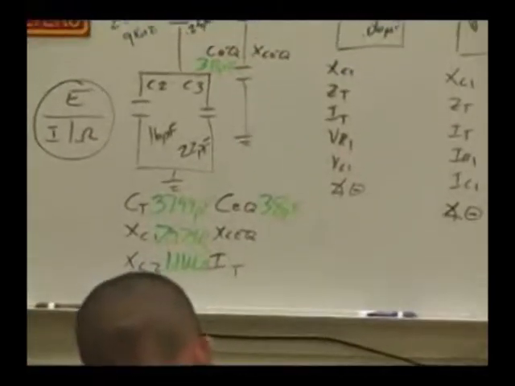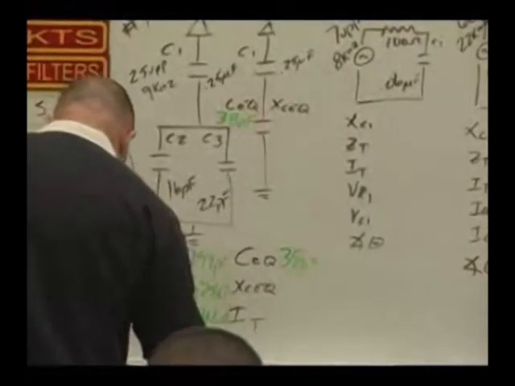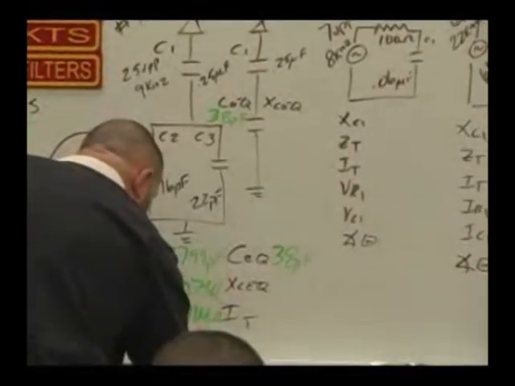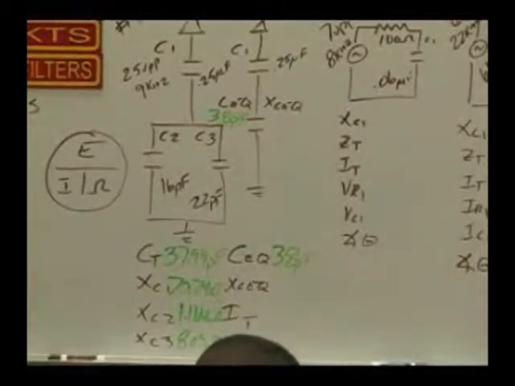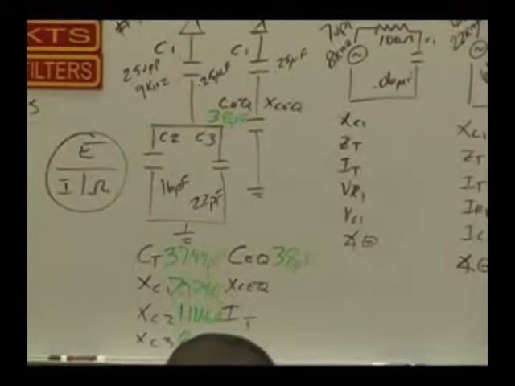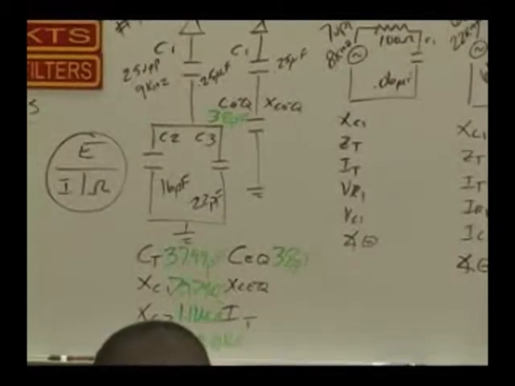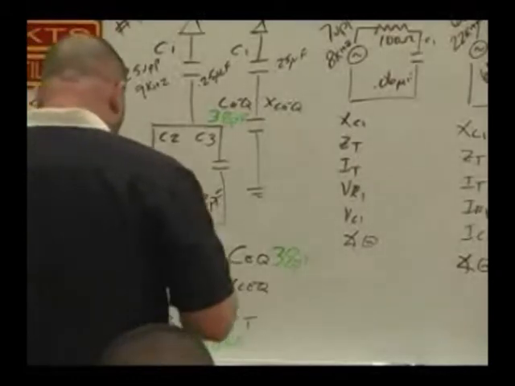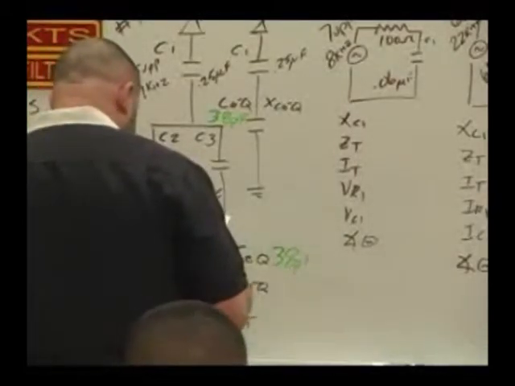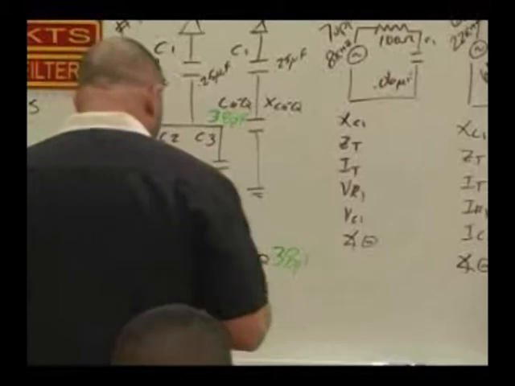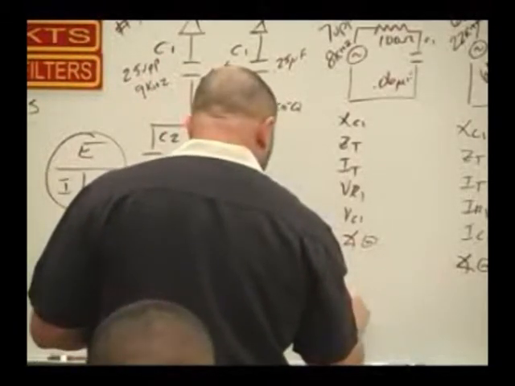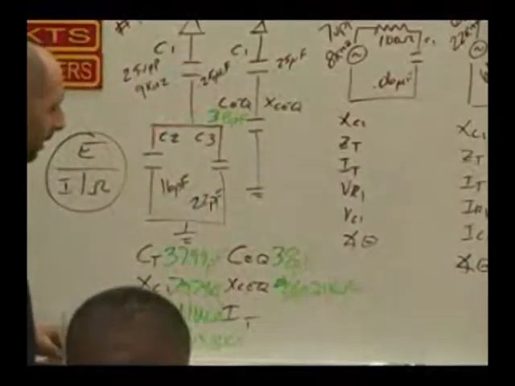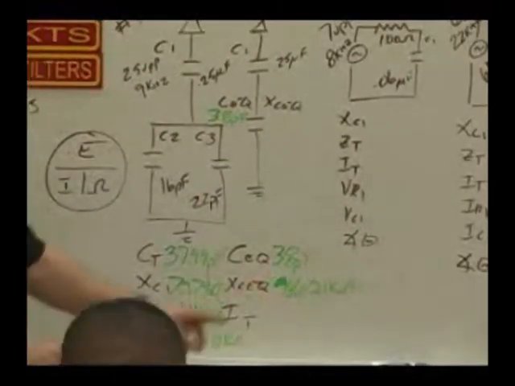Next, XC3. 803.81 kilohms. That's what I got, 803.81 kilohms for XC3. For XC2, I got 466.21 kilohms. Now, how did you get that? 466.21, how'd you get that?